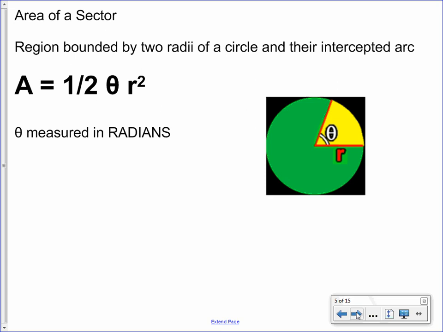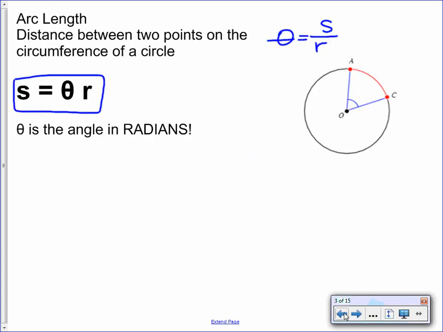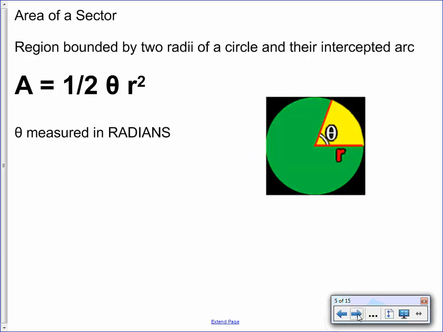Next formula that's very similar along the same lines. We have the area of a sector. I'm going to go back to this picture over here. A central angle in our circle is cutting off a piece of the circumference. That's our arc length. If we shade in that piece of pie, we call it a sector. I want to be able to find the area of a sector, or the piece of pie. So the region in between two radii and the intercepted arc is 1/2 theta r squared, where once again theta needs to be in radians.